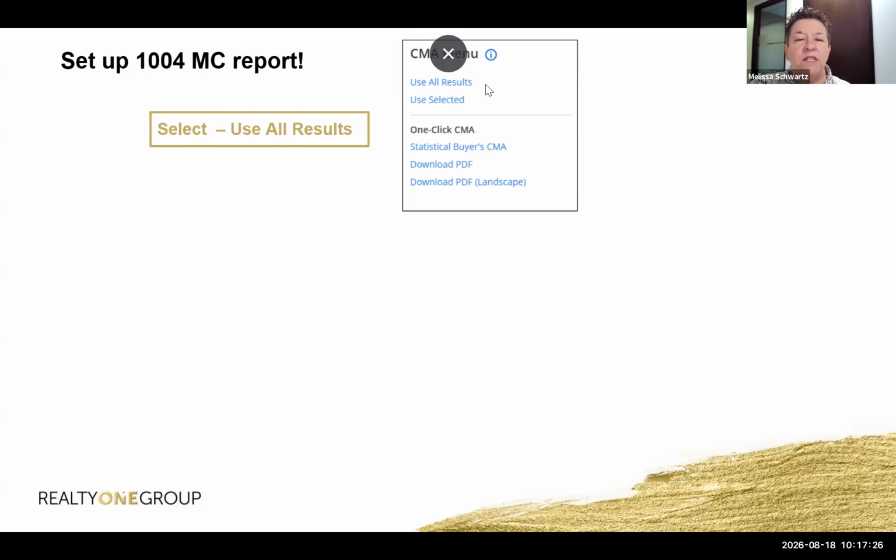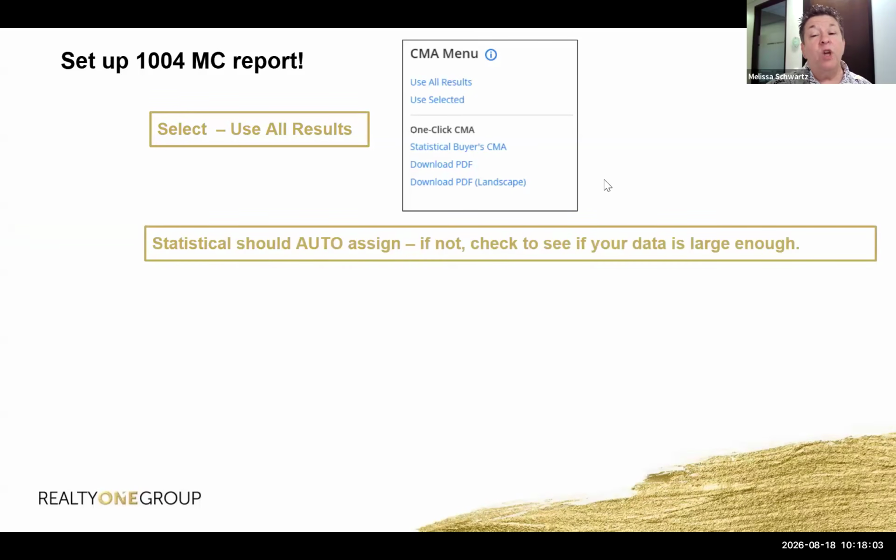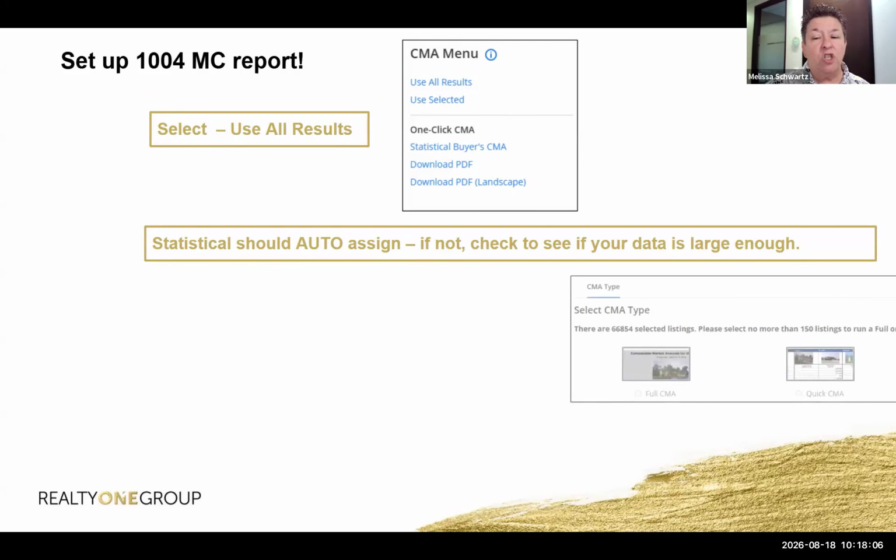Right. So you're going to go up to this top thing that says use all results. Because if you don't, you're not going to get all that data, right? Oftentimes I think the mistake people make is they just do the sold listings. Then your active data and all of the transition, the entire year of movement, doesn't come up correctly. So you need all of that to give you the information. The next thing you're going to do, when you click on that, it's going to pull up this screen.